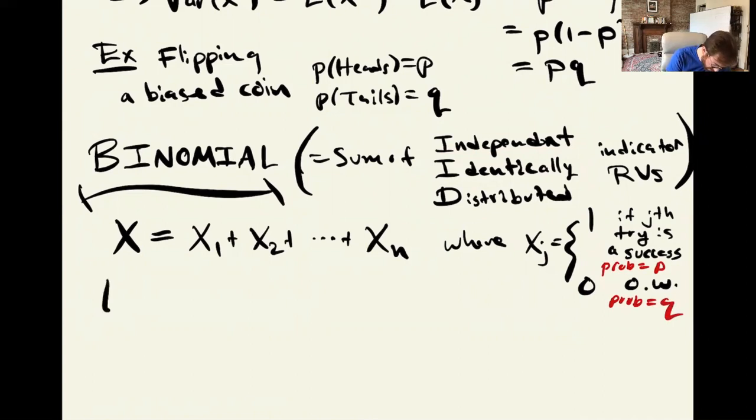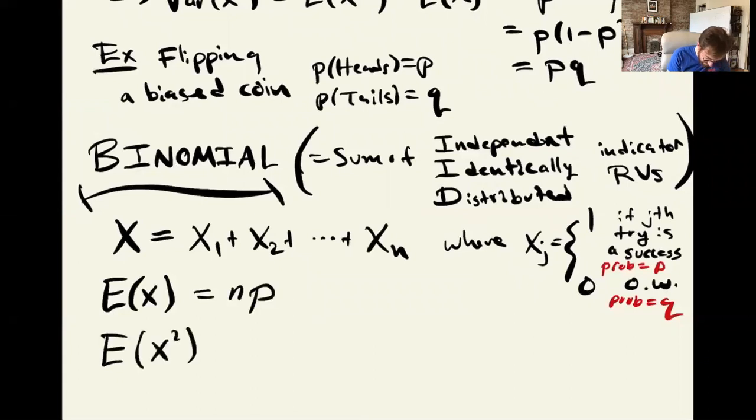So we already figured out how to compute the expectation of x. It ends up equaling n times p. But what if we had to compute the expectation of x squared?